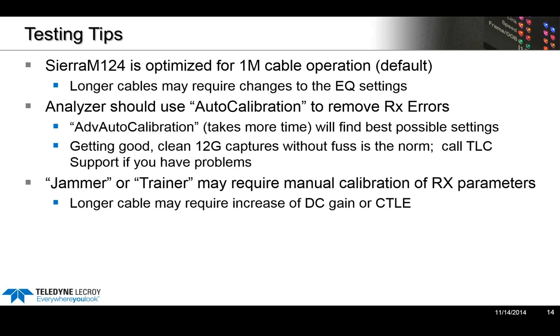When you do invoke our jammer feature or our trainer, our traffic generator tool, well, then we have to become an active participant, and the jammer actually has to train both to the initiator and the target, and the trainer could act as either the initiator or the target, and it will do its own 12G training to achieve a link. And this is entirely separate from the actual tuning that we do to get a good clean capture in the analyzer.